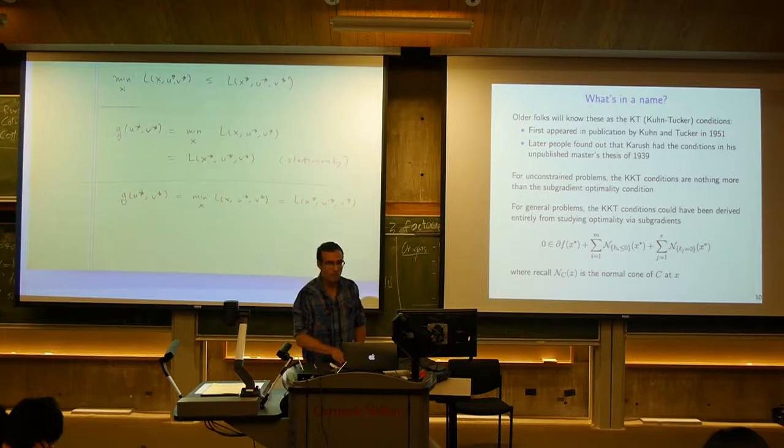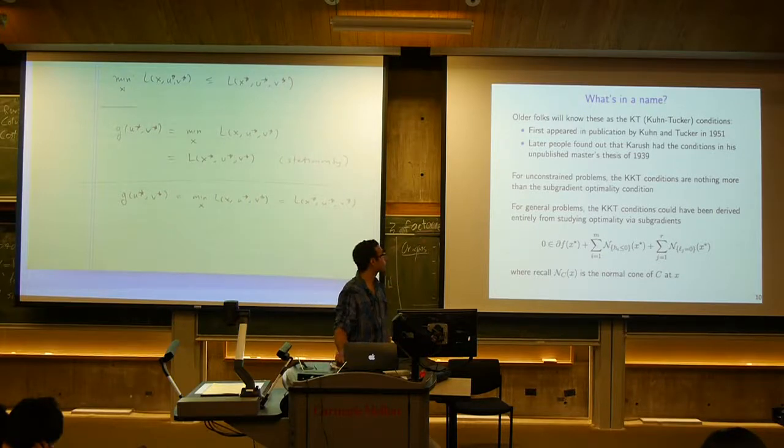Okay, so I think it's kind of interesting or fun to take a second to talk about where this name came from. So if you read the Rockafellar book, he'll refer to these as the KT conditions, Kuhn and Tucker. And that's because for a long time that's how these conditions were referred to in optimization, named after Kuhn and Tucker, who are both very famous optimization giants. And they published these in a paper in 1951.